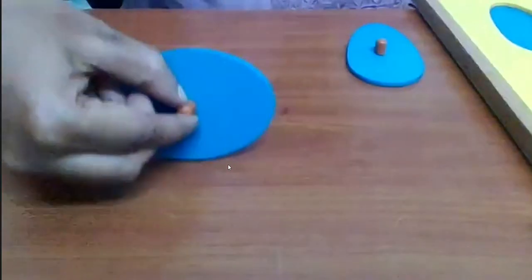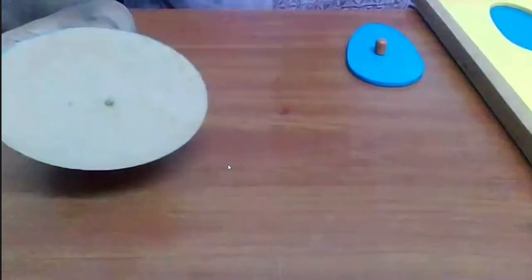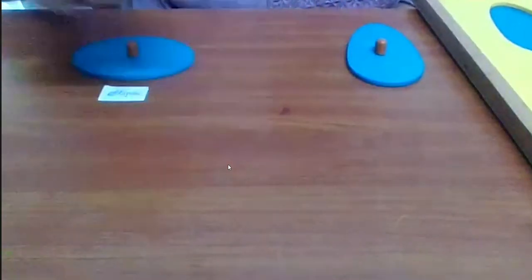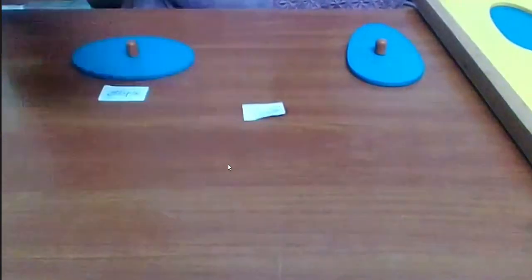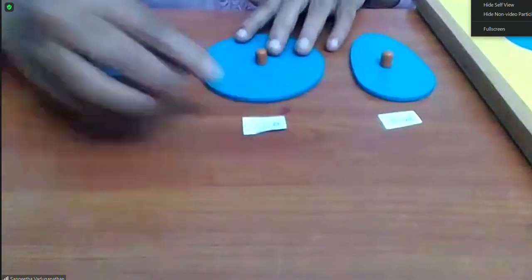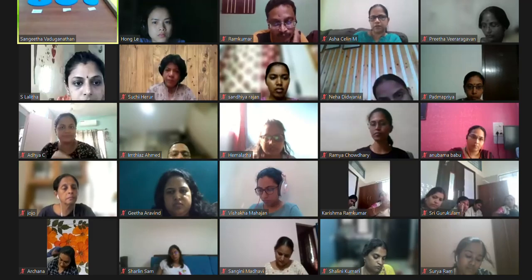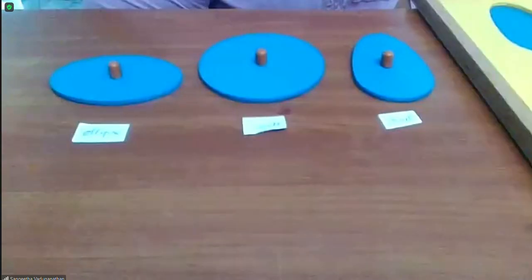Ellipse. Circle. See, this is ellipse. And then the circle has to come here. What is this? Circle. And then this is oval. Oval. So circle, ellipse, oval. Just ask the children the names of the curved figures.